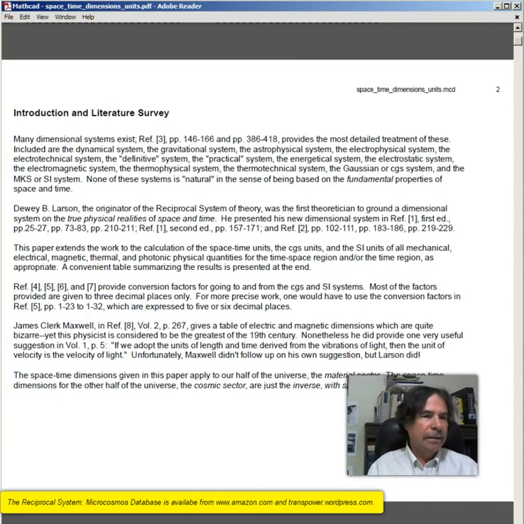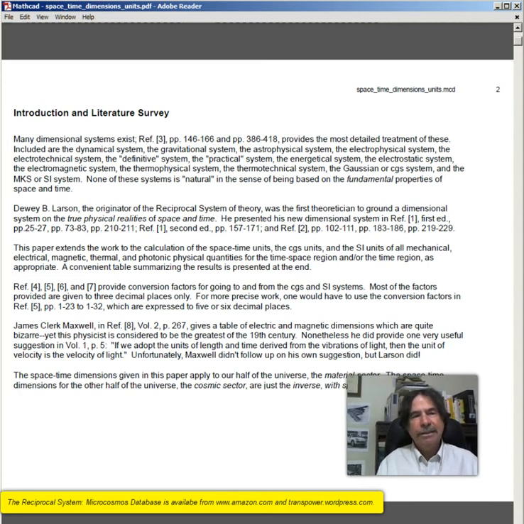Introduction and Literature Survey. Many dimensional systems exist. Reference 3, pages 146 through 166, and pages 386 to 418, provides the most detailed treatment of these. Included are the dynamical system, the gravitational system, the astrophysical system, the electrophysical system, the electrotechnical system, the definitive system, the practical system, the energetical system, the electrostatic system, the electromagnetic system, the thermophysical system, the thermotechnical system, the Gaussian or CGS system, and the MKS or SI system. None of these systems is natural in the sense of being based on the fundamental properties of space and time.